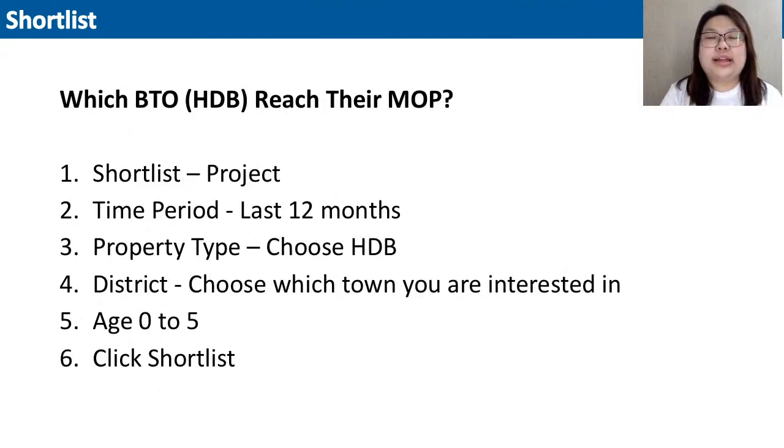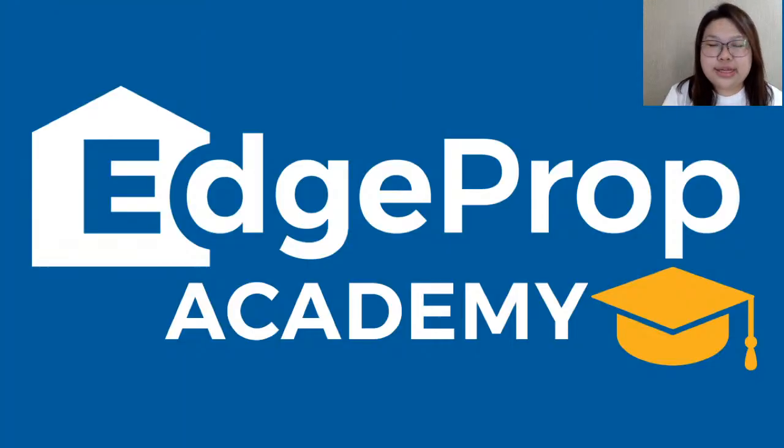You can also find out which BTO has reached their MOP by selecting the HDB town, and then you put the age 0 to 5, because after 5 years, MOP met, right? So this is one way. Of course, we have another tool called HDB MOP that the database is slightly different, so you can try that out as well.